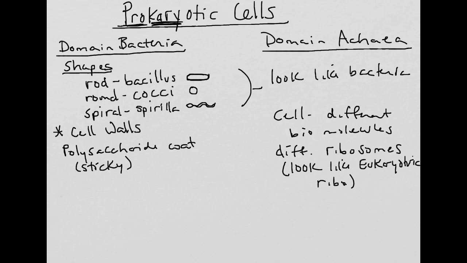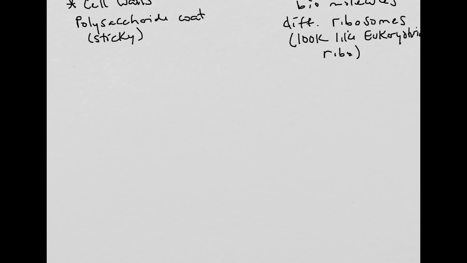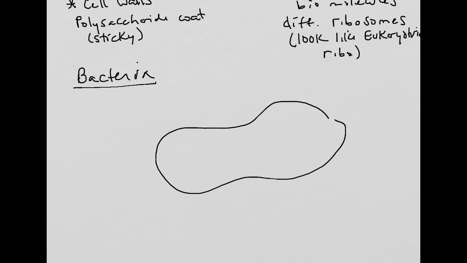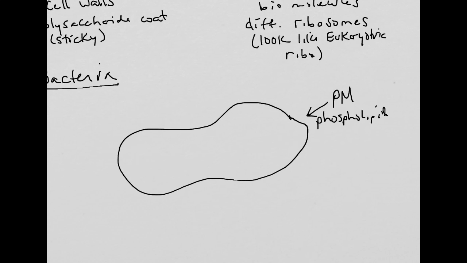All right, so now let's go ahead and take a look at what a basic bacteria looks like. So bacteria have a plasma membrane, and remember the plasma membrane, I'll abbreviate PM, that's the phospholipid bilayer. It also will have proteins embedded in it. It may have sugars. And all the things you think about with the plasma membrane.